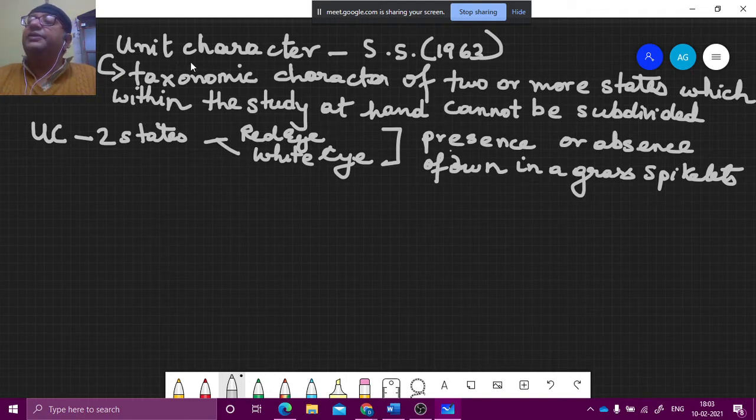So, now types of unit characters. What are the different types of unit characters?